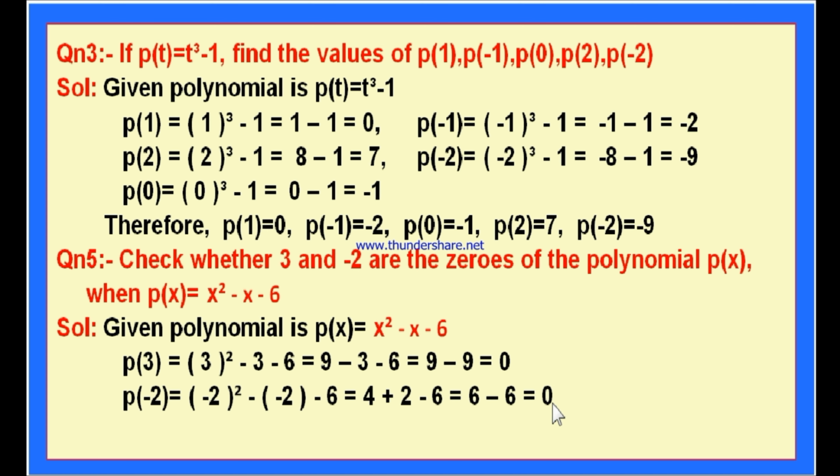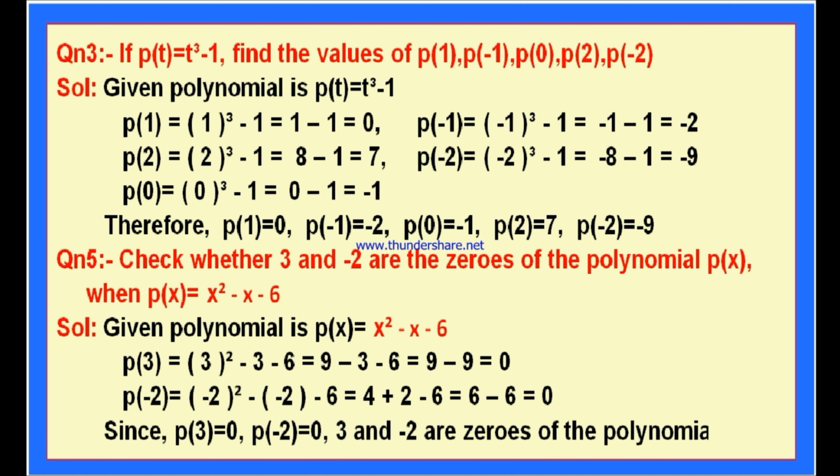Since the value of the polynomial is 0 for these two values, these values are called zeros of the polynomial. Since p of 3 is equal to 0 and p of minus 2 is equal to 0, 3 and minus 2 are zeros of the polynomial. By this, we concluded the exercise 3.1.